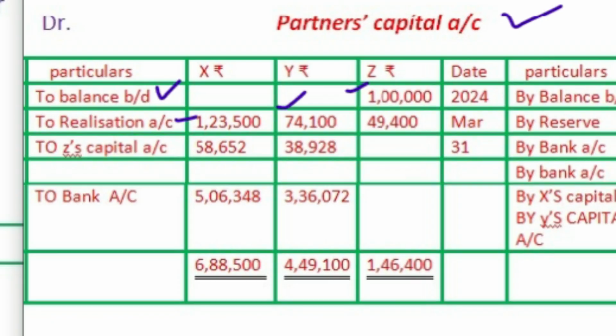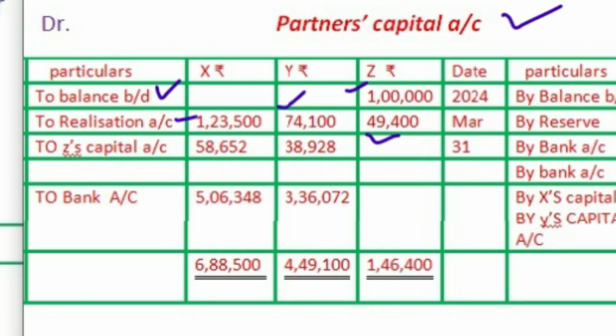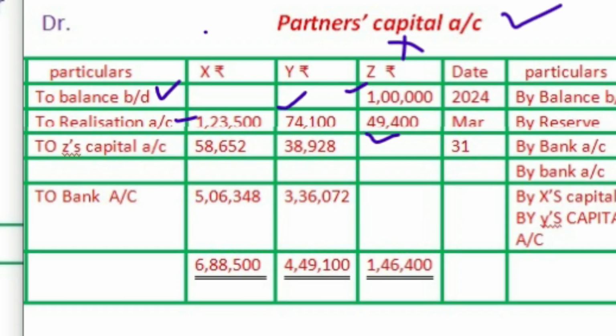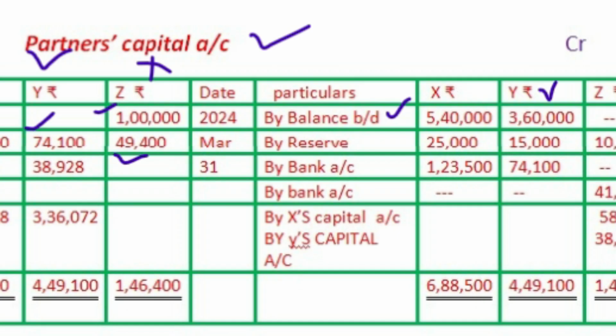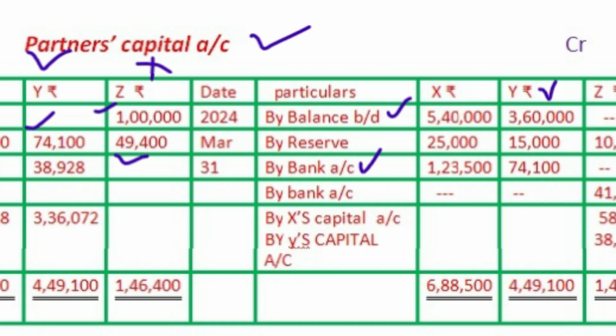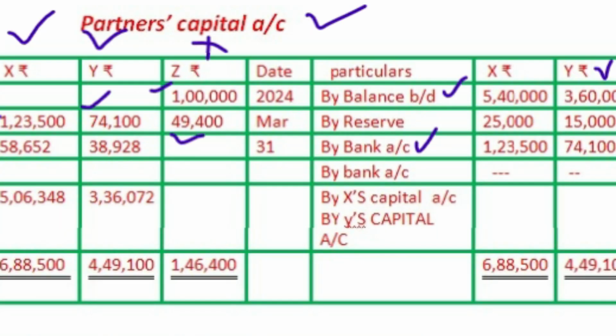1,23,500, 74,100, 49,400. Now, Garner versus Murray rule: the solvent partners will bring cash equal to the loss on realization. It is given in the question that Z is insolvent, so Z will not bring anything. Only X and Y are solvent partners. They will bring cash equal to the loss on realization. This amount you always write on the credit side, in the bank account. This is the Garner versus Murray principle.